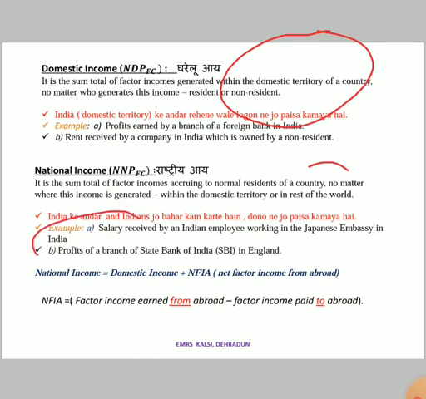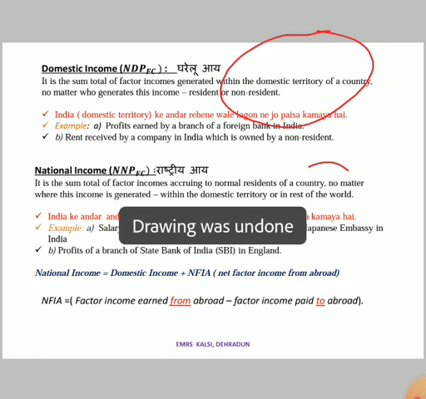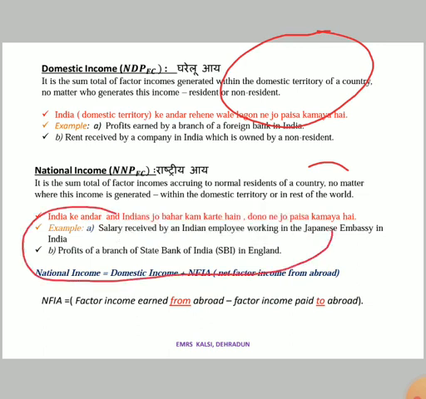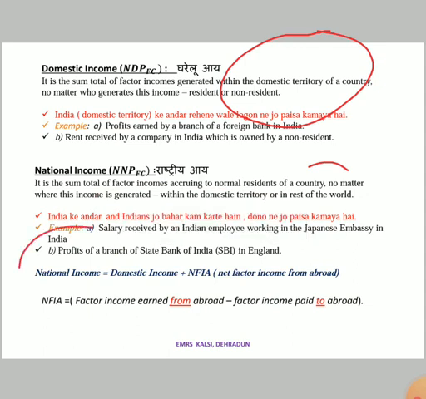Second, profit of a branch of SBI in England. See, SBI is Indian owned, an Indian brand, an Indian bank, but SBI has earned profit in England, so the territory is different. The bank is not in India but in England, but this bank is a normal resident, so it will be counted under the national income of India. And how is national income calculated? National income equals domestic income plus NFIA, meaning net factor income from abroad.